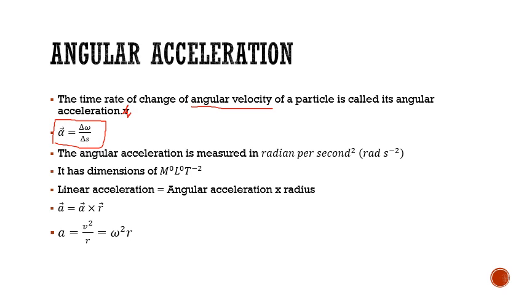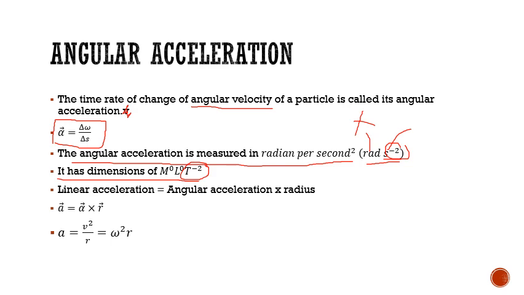Now the angular acceleration is measured in radian per second square, and the dimensional formula will be M0 L0 T to the power minus 2. See, radian does not have any dimension, so the only part contributing to the dimension will be second, and second is time. So what is the power of time? To the power minus 2. So T to the power minus 2.